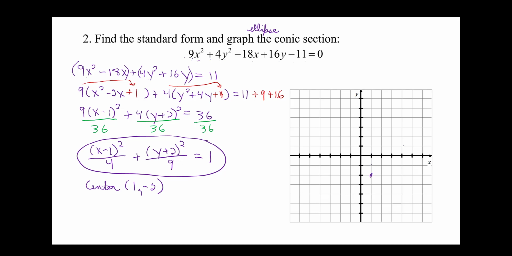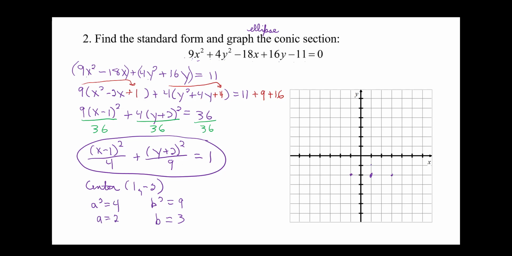We have the center. And then we notice that under x minus 1 squared, we get a squared equals 4. That gives me an a value of 2. From the center, for my graph, I'm going to go to the right 2 units and to the left 2 units. So a is always in the x, the horizontal direction. From the center, we go to the right a distance of a, to the left a distance of a. And then we also note that b squared here is going to equal 9. And so b would be equal to 3 here.